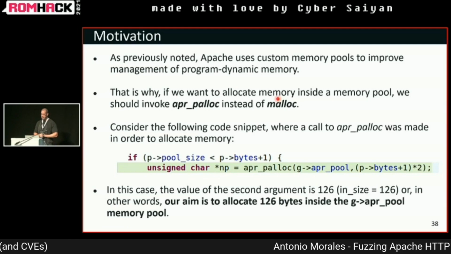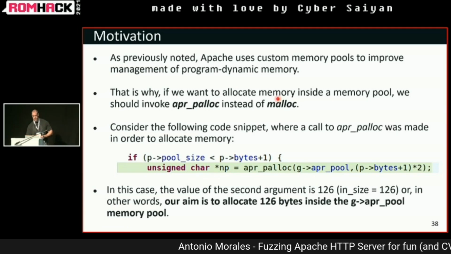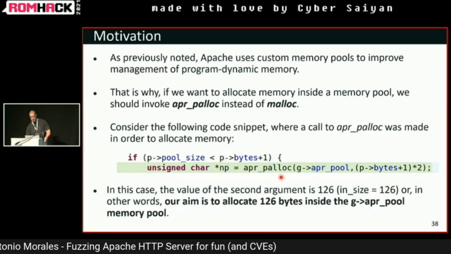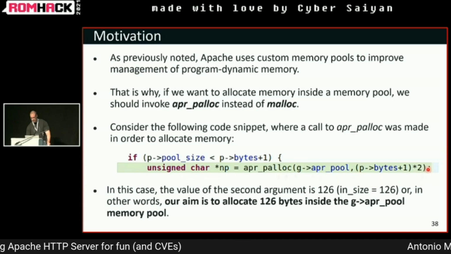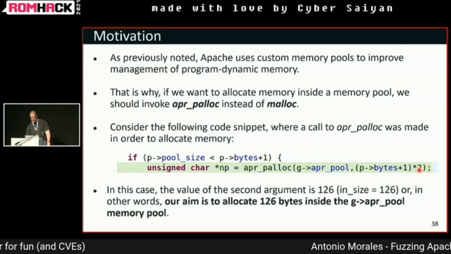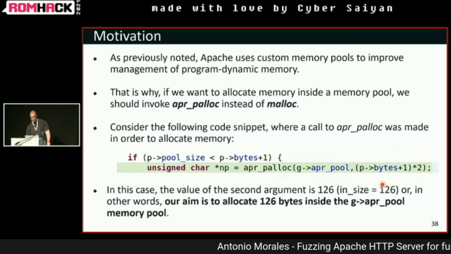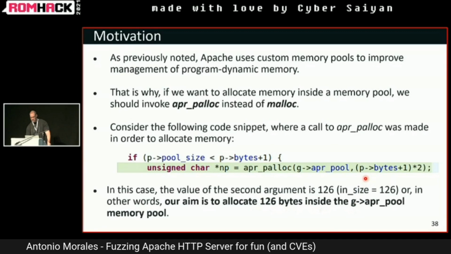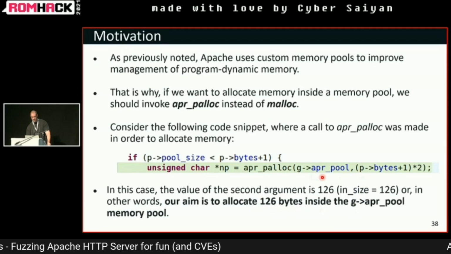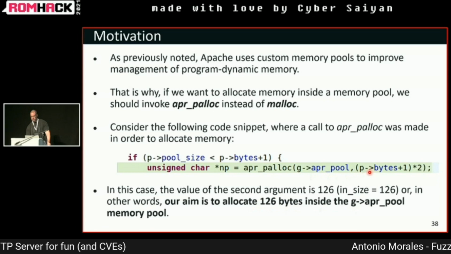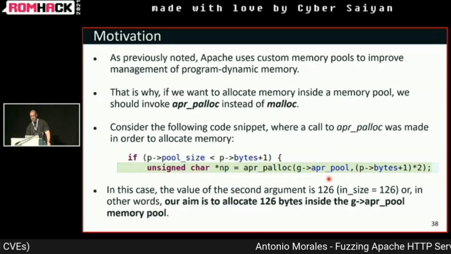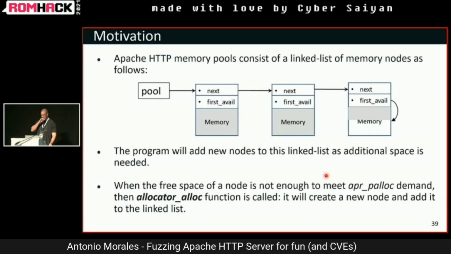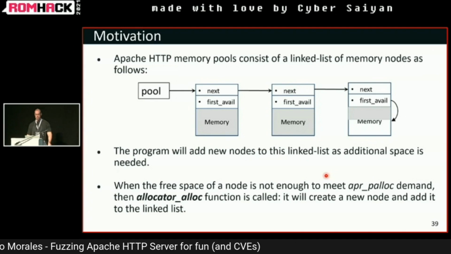So consider the following code snippet, where the program calls apr_palloc. In this case, we want to allocate, for example, 126 bytes. This is the size argument, and this is the APR pool where we want to allocate the memory. So this is how the Apache memory pool works.